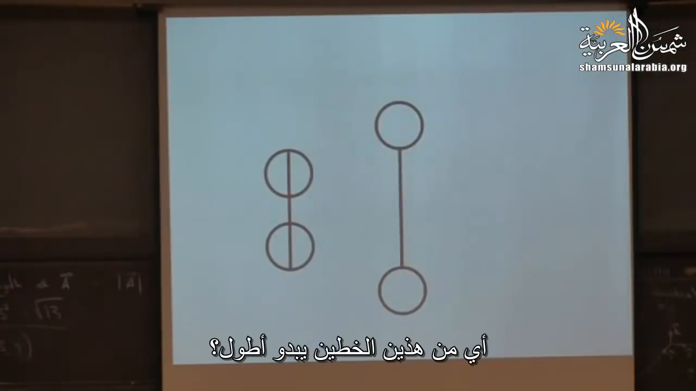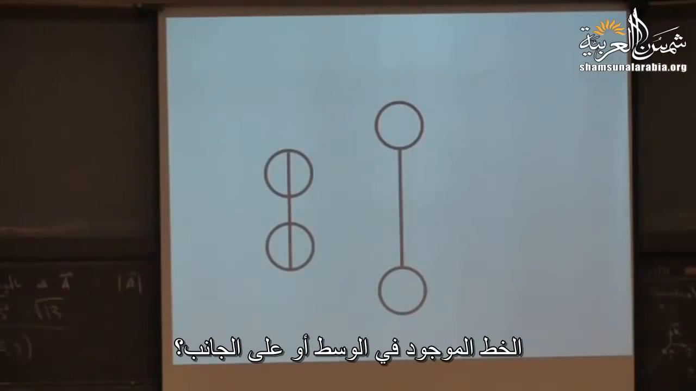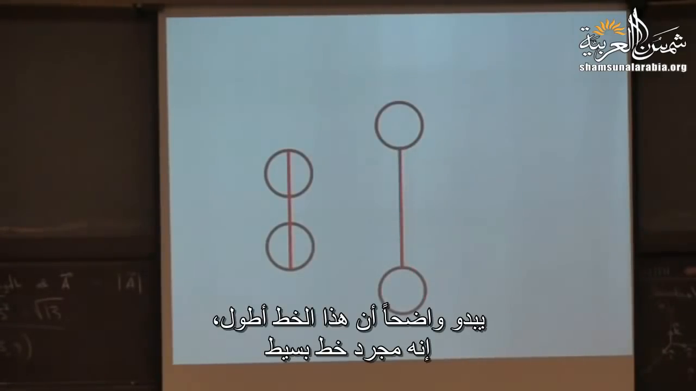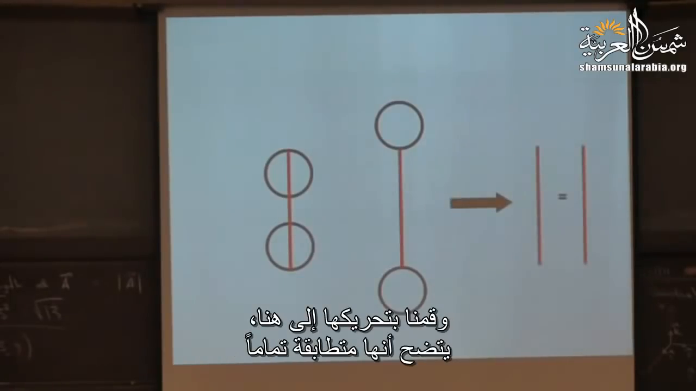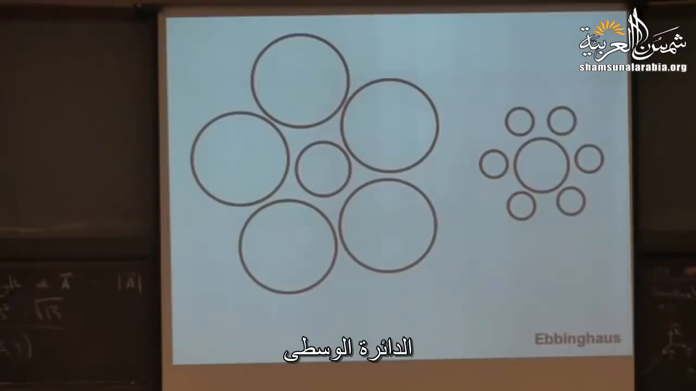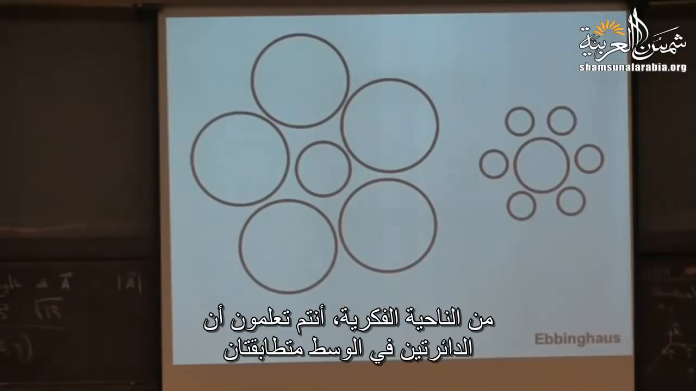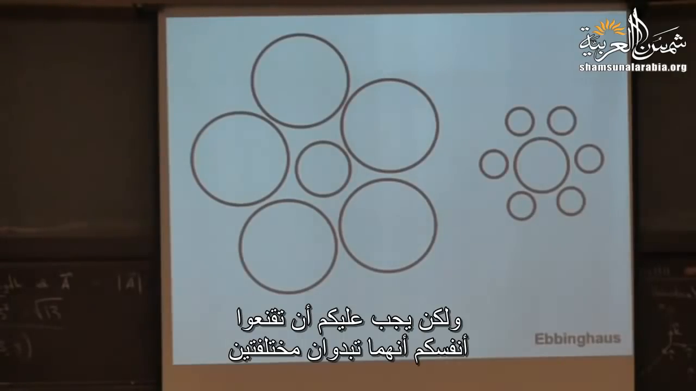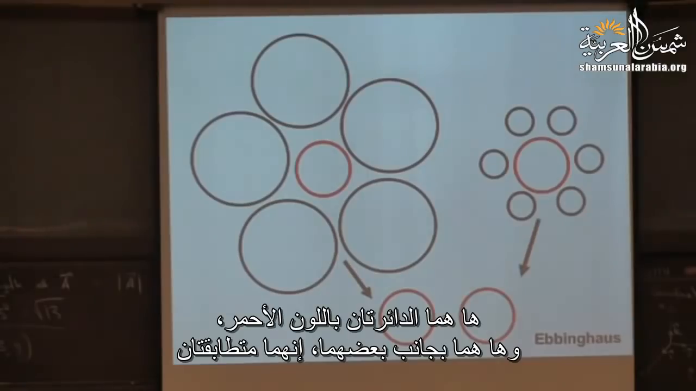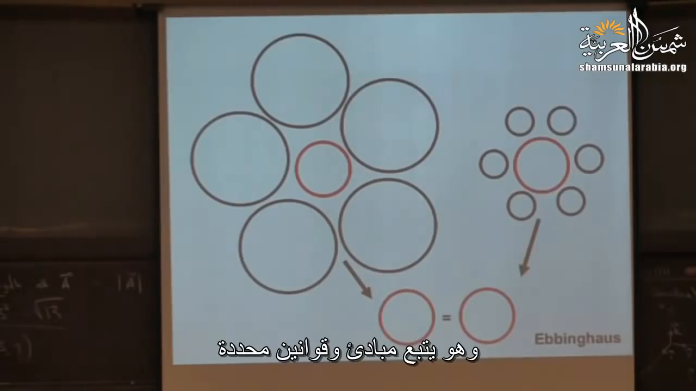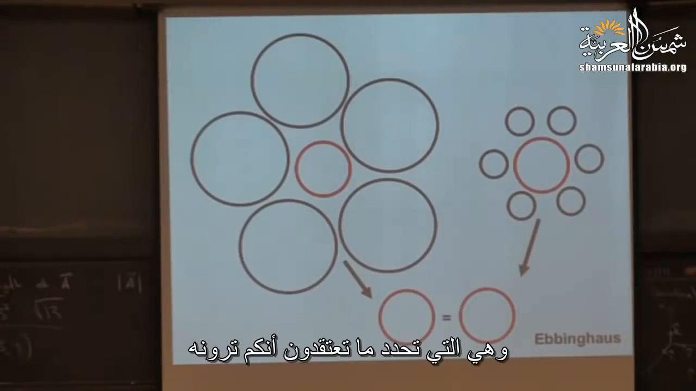So here's another one. To most people, which line looks bigger, the one in the middle or the one on the side? I know you know it's all a trick, right? But what could be more obvious than that this is longer? It's just a simple line, but if we draw red lines on top of it and move them over here, they're dead identical. The central circle, does one of them, the middle circle, look larger than the other? Now, you already know intellectually that it will turn out those two circles in the middle will be the same. But you have to convince yourself that it still looks like they're different. Here they are in red. Here they are next to each other. They're identical. Again, this is evidence that even for a simple thing like the size of a circle, your mind is making inferences, and there are principles and laws that it's following that determine what it is you think you see.